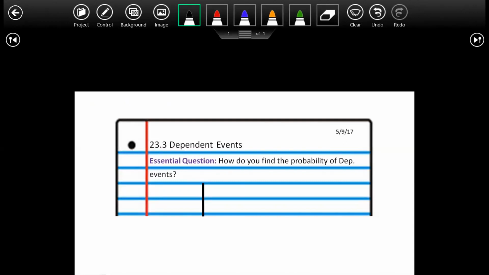Now, in our dependent events, we're talking about two separate things. Independence means that one event does not affect the other. In dependent events, we do see that.